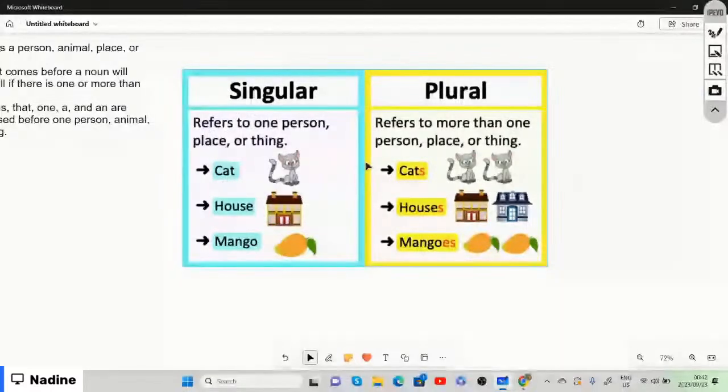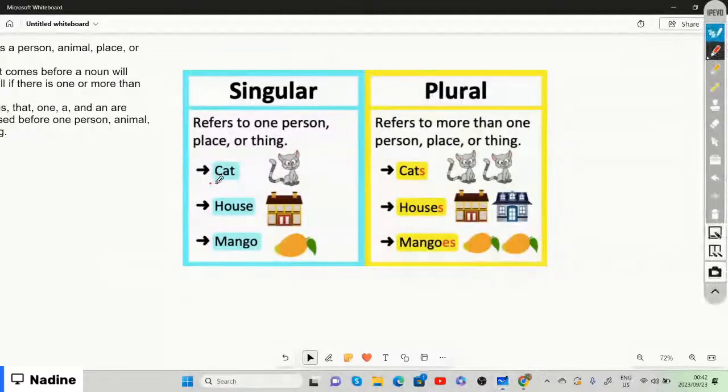And there we have an example. If we now look at both singular and plural, there we have one cat, and we have more than one cat. Cats, two cats, one cat, two cats. One house, two houses. One mango, two mangoes.